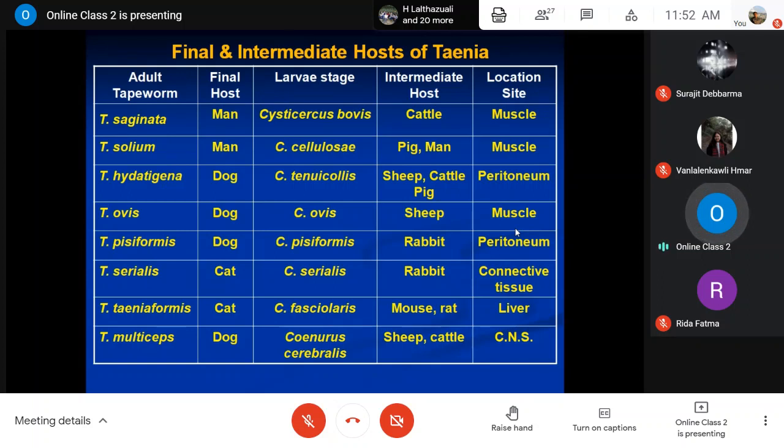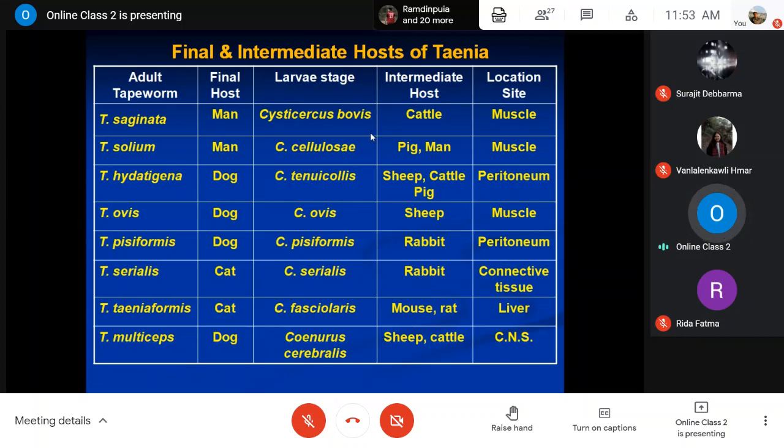Then these are some intermediate hosts of the Taenia species. As in the last practical class, I talked to you about cysticercosis. I hope some of you still remember that. Cysticercosis is caused by the intermediate larval stages of the Taenia species. I gave the example of Taenia saginata and Taenia solium in cattle and in pigs. By consumption of infected meat containing the infectious larval stage, as in Taenia saginata, Cysticercus bovis, and in Taenia solium, Cysticercus cellulosae.